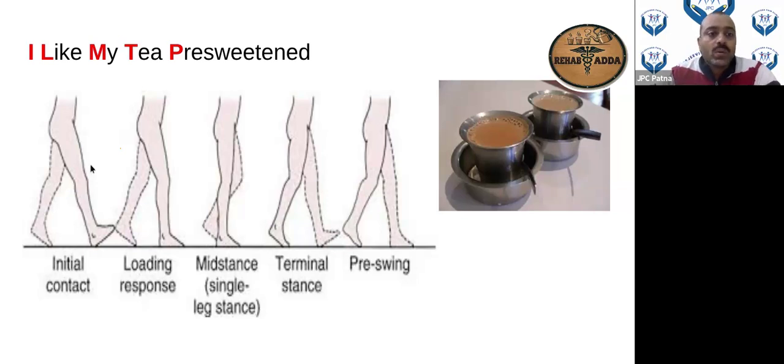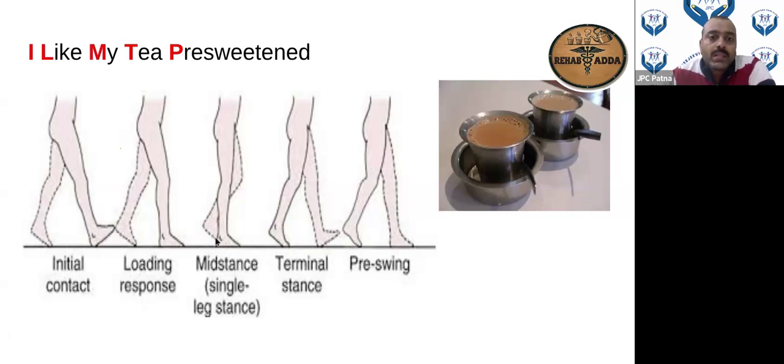Gait analysis, or the gait cycle, is important. Now we'll come to the initial contact. What is happening in the initial contact is that the heel is coming in contact with the ground. That is the most important point. Now when the heel is coming in contact, this will be followed by the sole coming in touch with the ground. The sole will slap down, that is called the loading response.